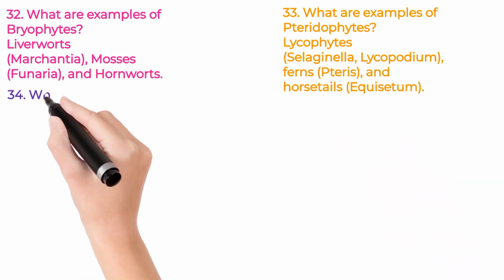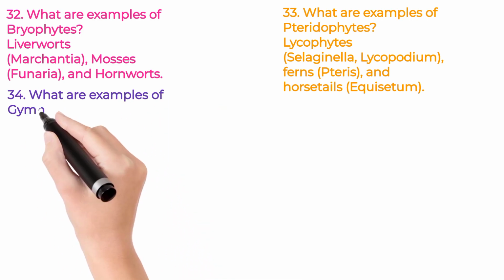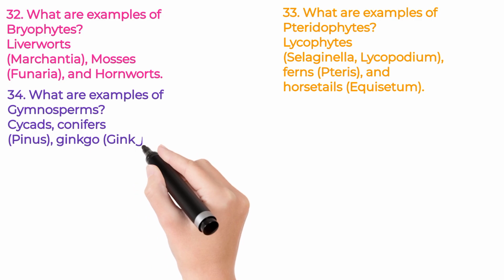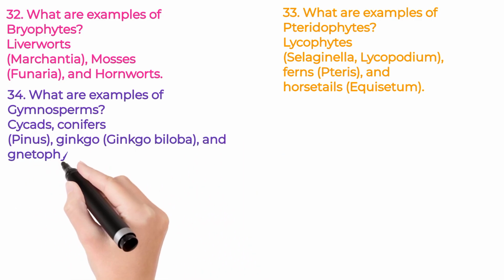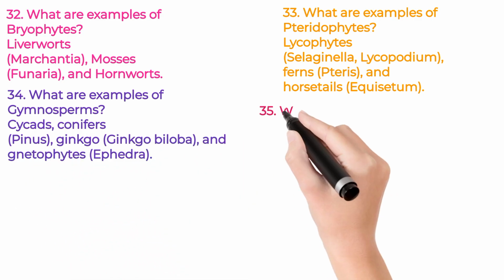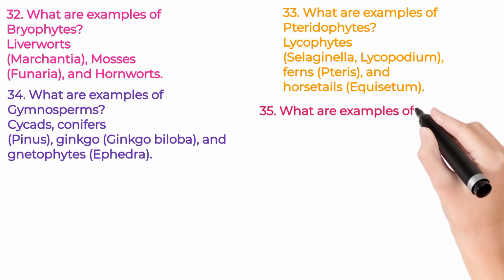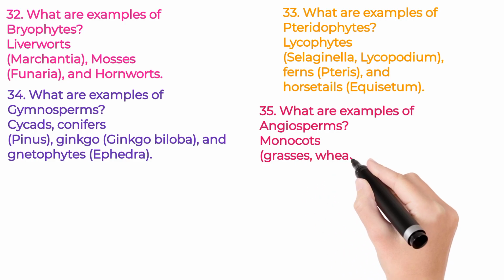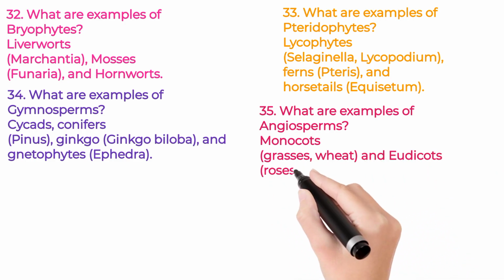34. What are examples of gymnosperms? Cycads, conifers, Pinus, ginkgo, Ginkgo biloba, and gnetophytes, Ephedra. 35. What are examples of angiosperms? Monocots, grasses, wheat, and eudicots, roses, sunflowers.